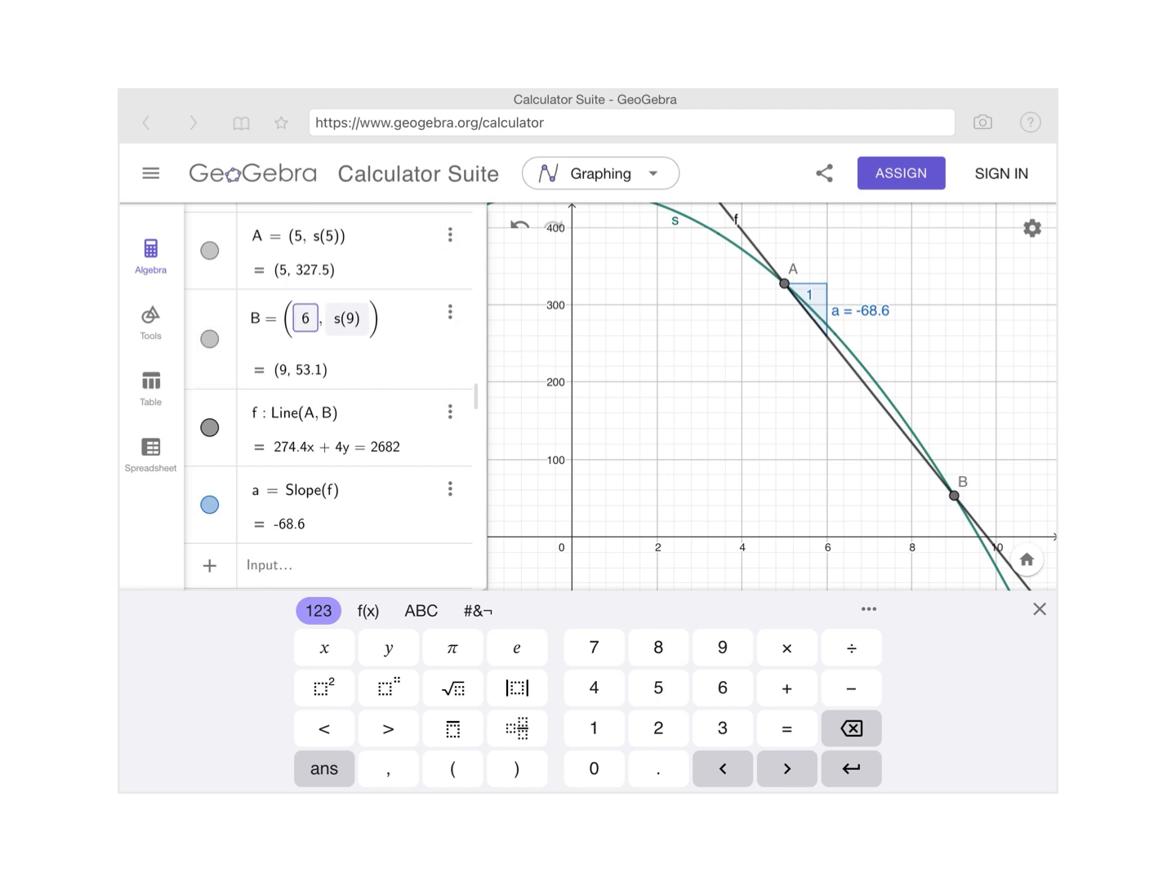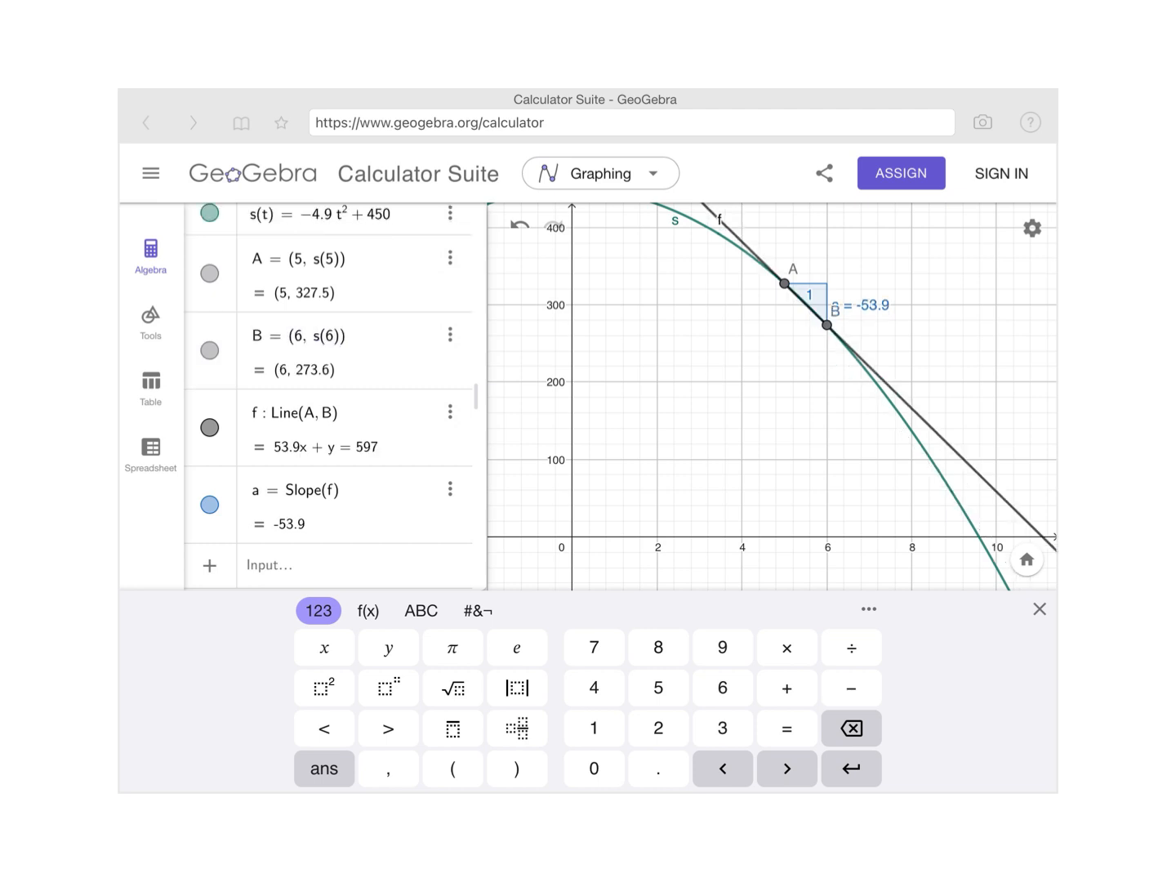That is 6 comma s of 6. All my other calculations should automatically update. Okay, so my slope comes out to negative 53.9. Let's just keep that in our brains for a minute. We're going to write it down on the next slide, but negative 53.9. And then I'm going to make the interval even smaller. Instead of going from 5 to 6, I'm going to go from 5 to 5.5.